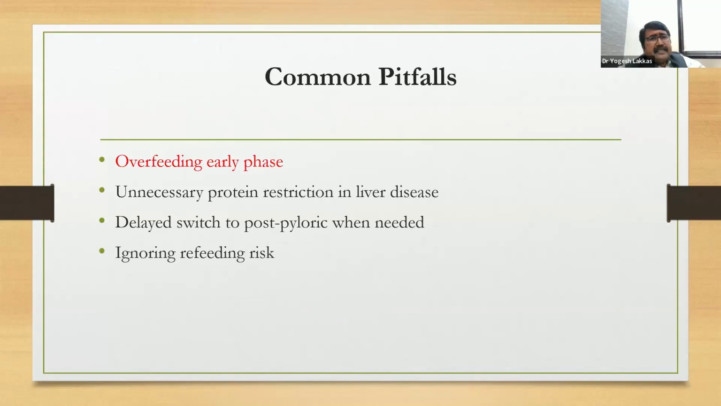Common pitfalls that can happen in the ICU. Overfeeding in the early phase, that we see commonly in the ICU. Unnecessary protein restrictions in liver disease, that we have seen. Delayed switch to post pyloric when needed is also seen. And ignoring the refeeding risk. Refeeding syndrome can happen when you ignore the high risk patients, and that is a deadly syndrome, and everyone has to be aware of this. These are the common pitfalls everyone has to know by heart in the ICU, so that proper nutrition will be formulated for a patient.